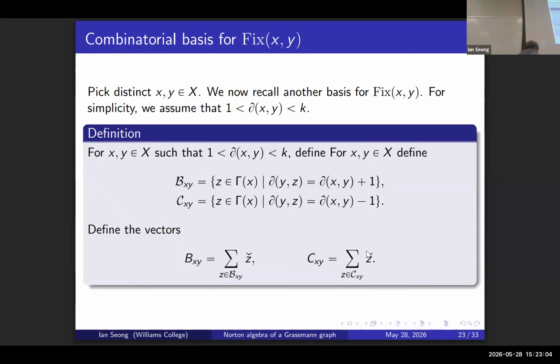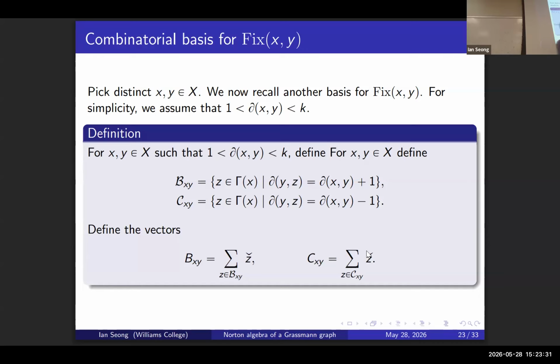So again, using a diagram. If we have a graph, and let's fix a vertex x and y, the set bxy is going to be the set of vertices that are adjacent to x but distanced one further away from y. So these are going to be our bxy's. I should have written cal bxy really. And then the ones that are adjacent to x but one closer to y, these are going to be the ones that are called cxy.